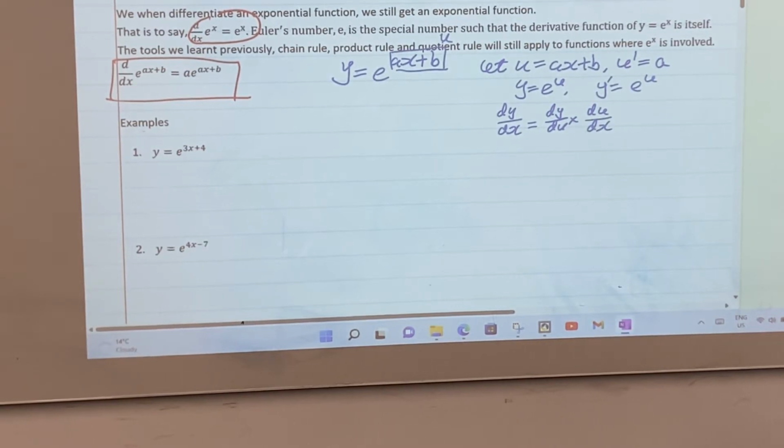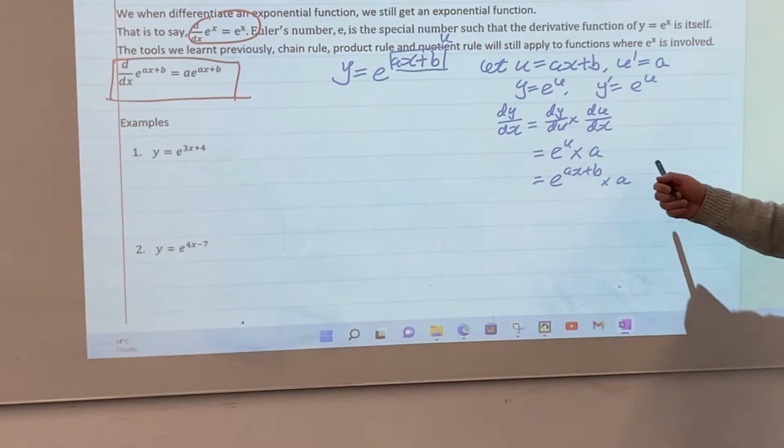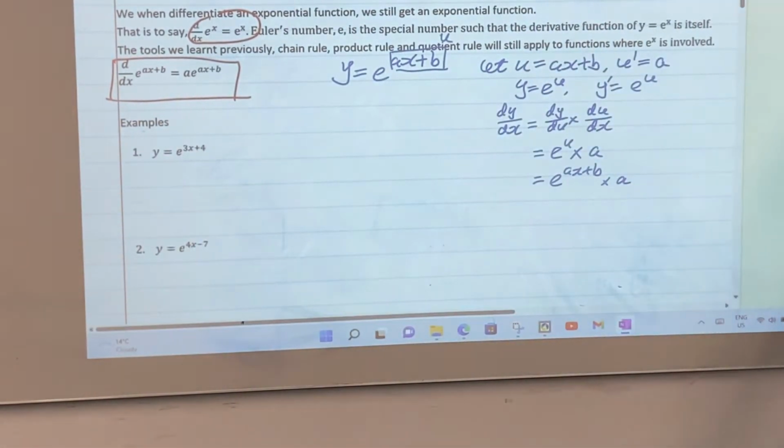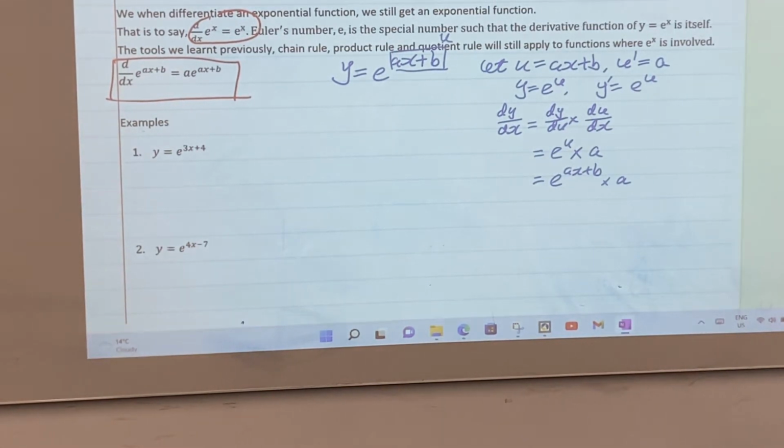What's dy du? Differentiate e to the power u, we get e to the power u. du dx is a. What's u? u is ax plus b, times a. Is that okay? That's basically what I said just now. The derivative of the power comes to the front, times the original. Is it okay? Alright. Bear that in mind.